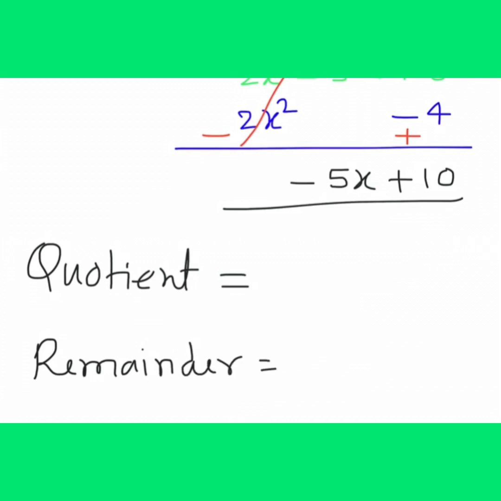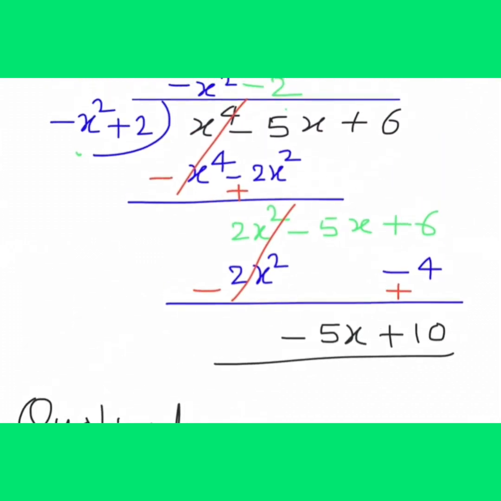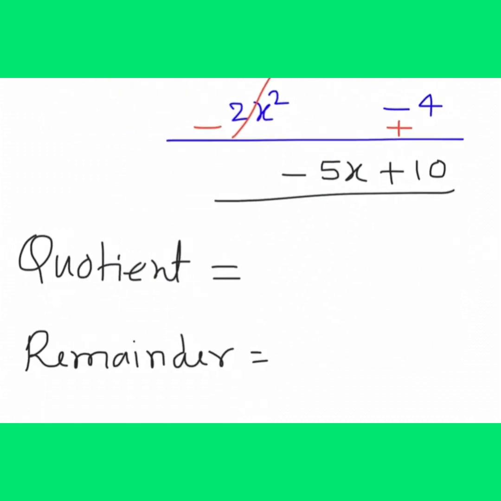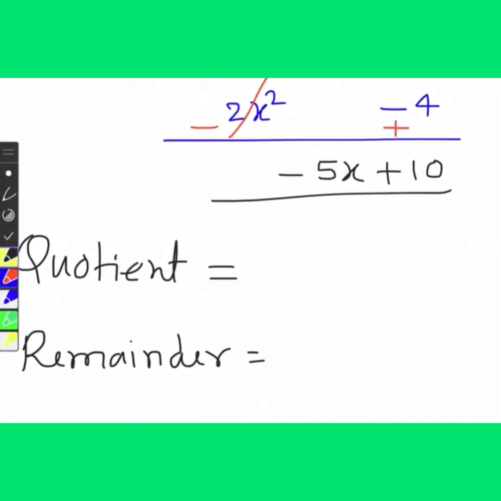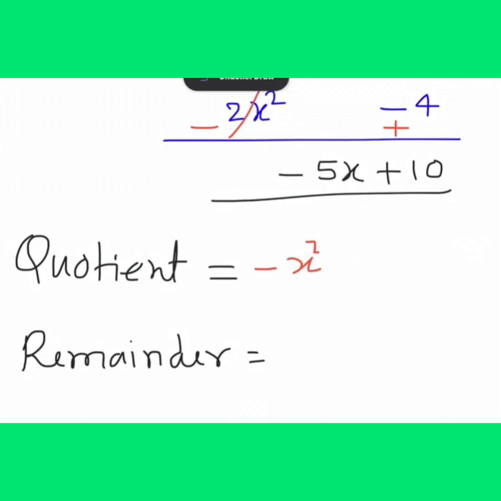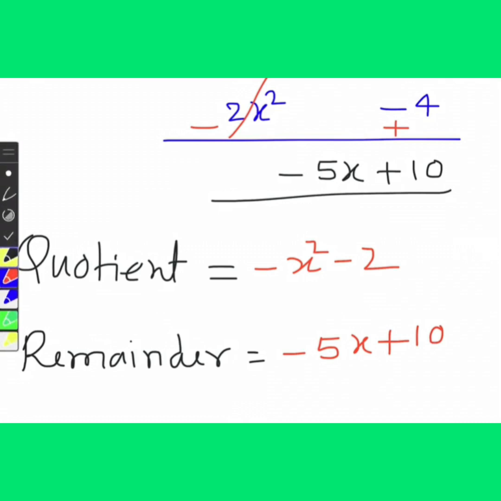So the quotient is there. You can observe that this is minus x square minus 2, so you will write minus x square, minus 2x square and minus 2, minus x square only and minus 2, and the remainder is minus 5x plus 10. So finally, combined, this is your answer, this is the final answer of this question.